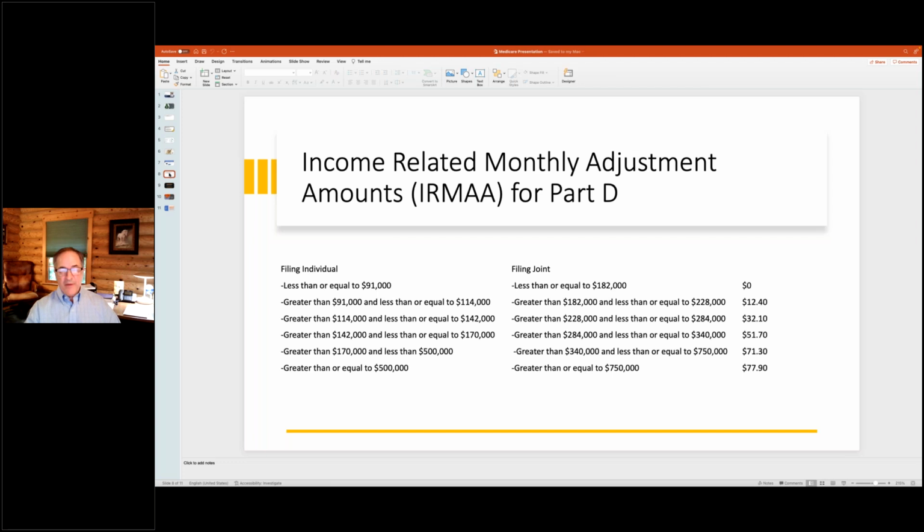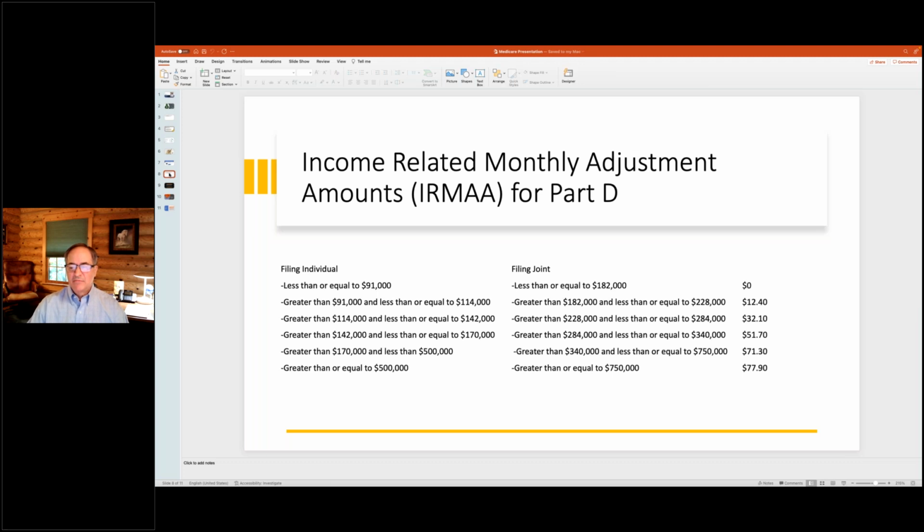Now, some of you are probably saying, well, wait a minute. I barely take medications. What if I don't want a prescription drug plan? Well, guess what? It's voluntary. You do not have to have a prescription drug plan at all if you do not want one. But there's a little hiccup to that one.